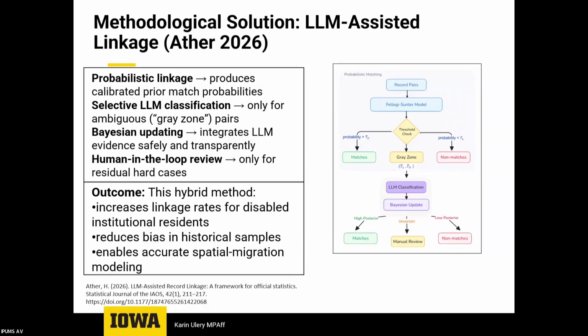Ather's methods keep the strength of traditional probabilistic linkage, in this case starting with probabilistic matches, but instead of discarding ambiguous cases, it routes only those uncertain pairs to a large language model. The LLM can interpret free text fields, things like institutional names, disability descriptors, or occupational labels, such as inmate, patient, or pupil, that the ABEI cannot use at all, and that traditional string matching methods cannot adjust for.